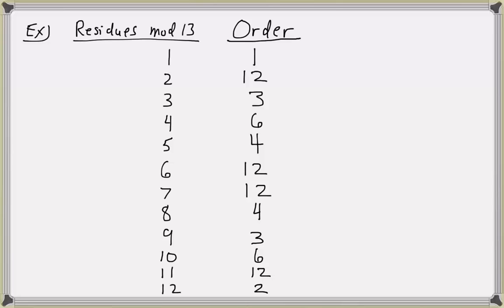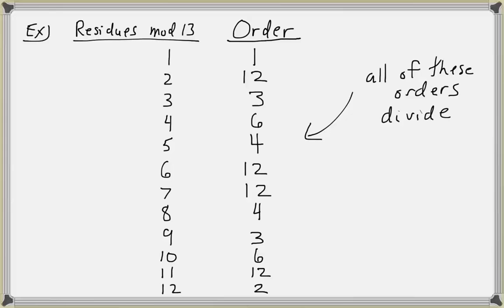So look at all these orders. All these orders divide phi of 13, which equals 12. So it's actually a fact, and we'll prove this now, that the order of an element mod m will divide phi of m.